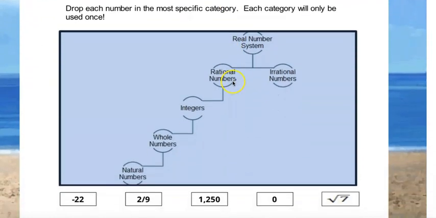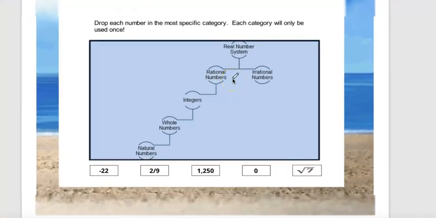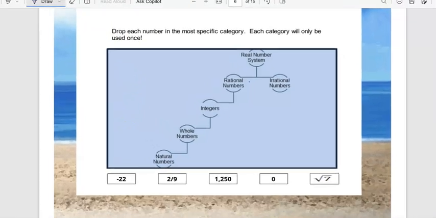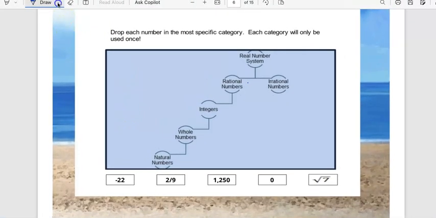Alright, this is a number system practice over here. It says drop each number in the most specific category. Each category will only be used once. Alright, so let's try to do this problem over here. Let me change the color of the ink. I will just go through one or two problems.